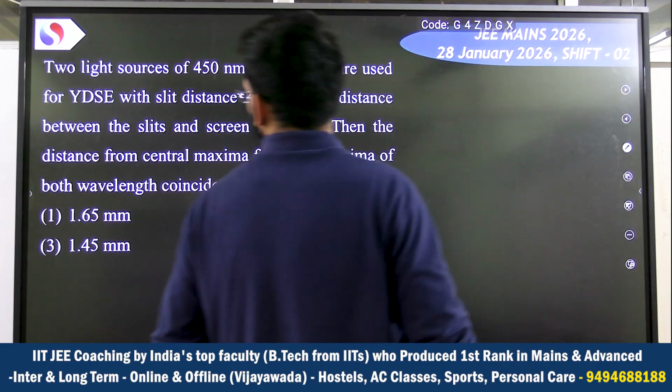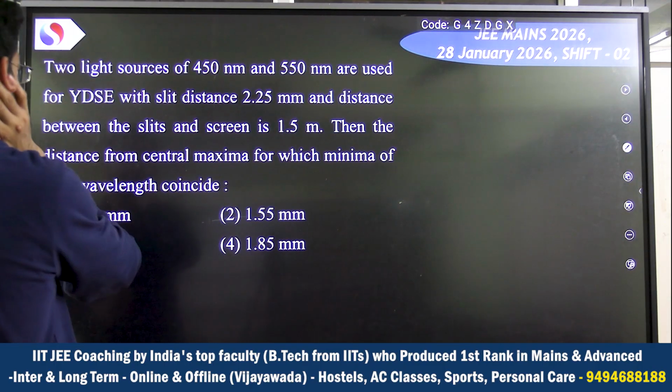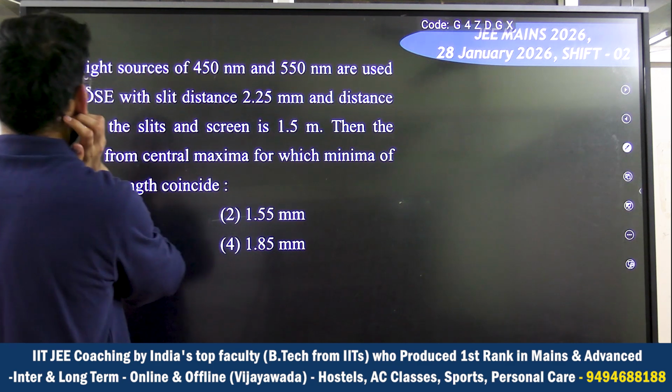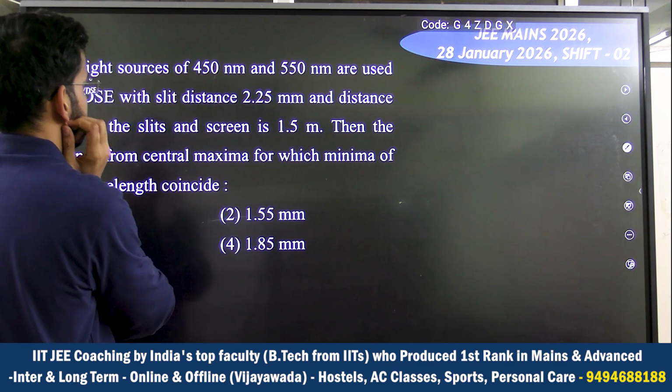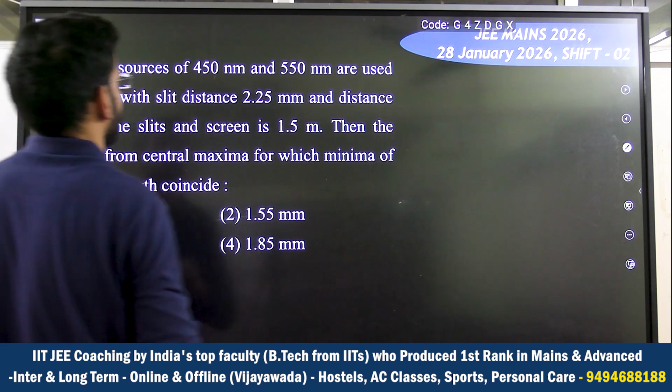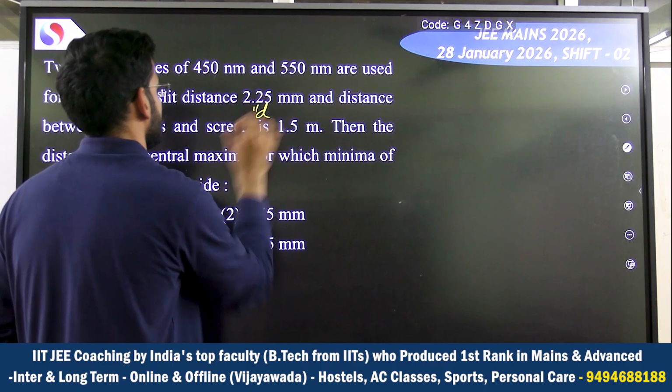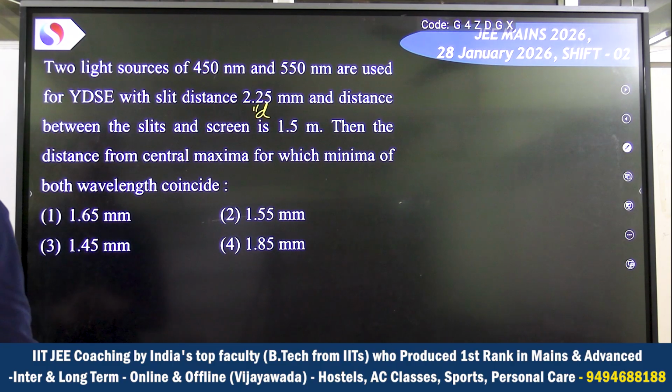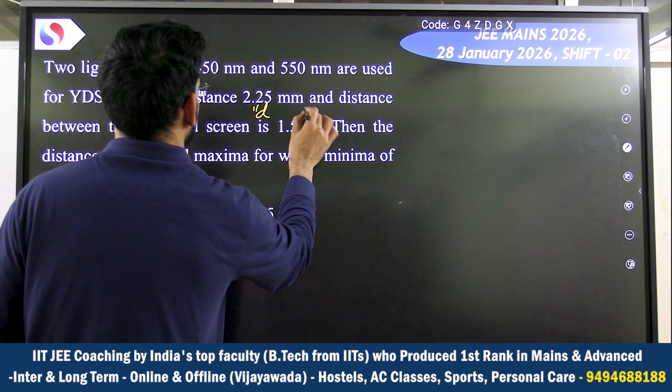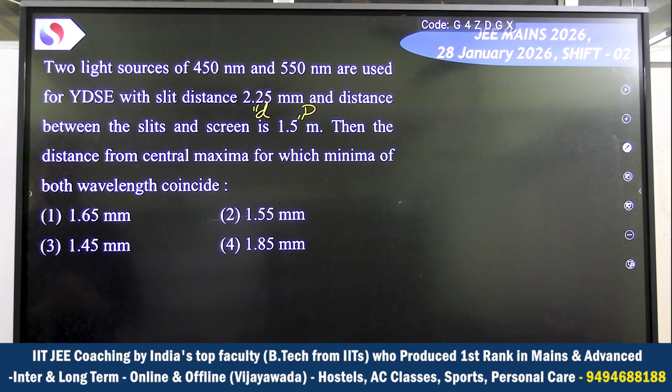Next. Two light sources of 450 nanometer and 550 nanometer are used for YDSE with slit distance 2.25 mm. Means basically the small d, which we generally say. And distance between the slits and the screen is capital D. And the distance from central maxima at which minima of both wavelengths coincide. Okay.